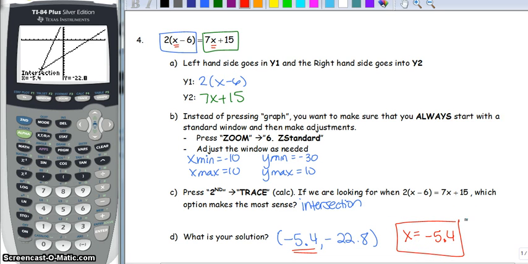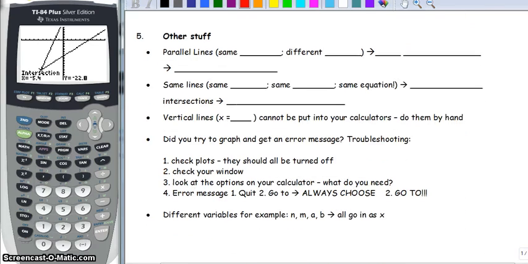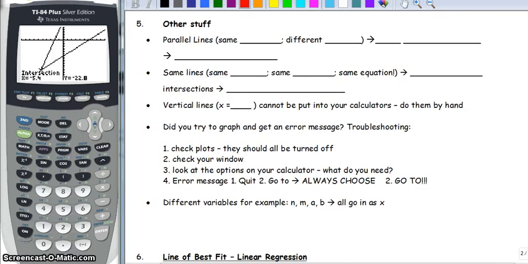Okay, moving on. When you are dealing with two lines, like we just were with y1 and y2, if you happen to have parallel lines, that's when you have the same slope and different y-intercepts. If you have parallel lines, then you're not going to have any intersection points. And if you don't have any intersection points, then you can't have a solution.